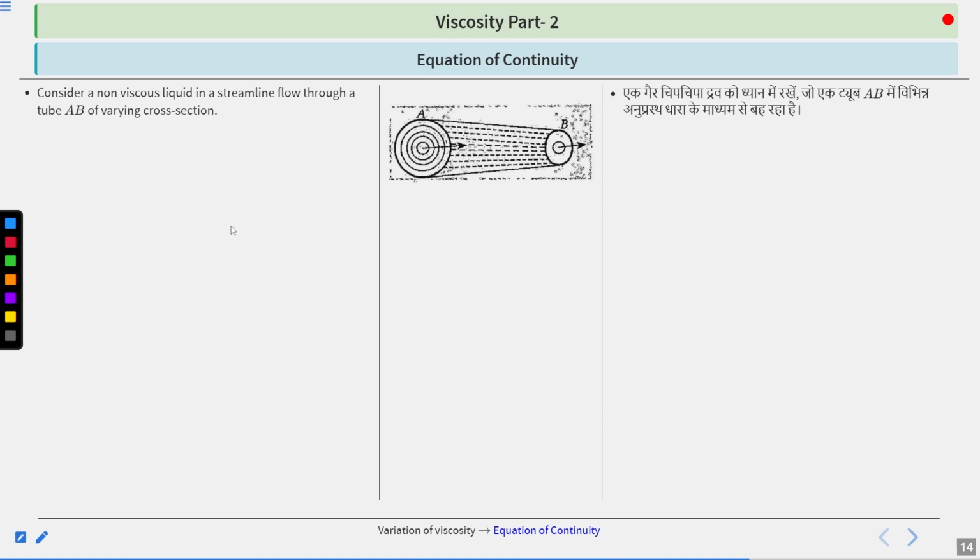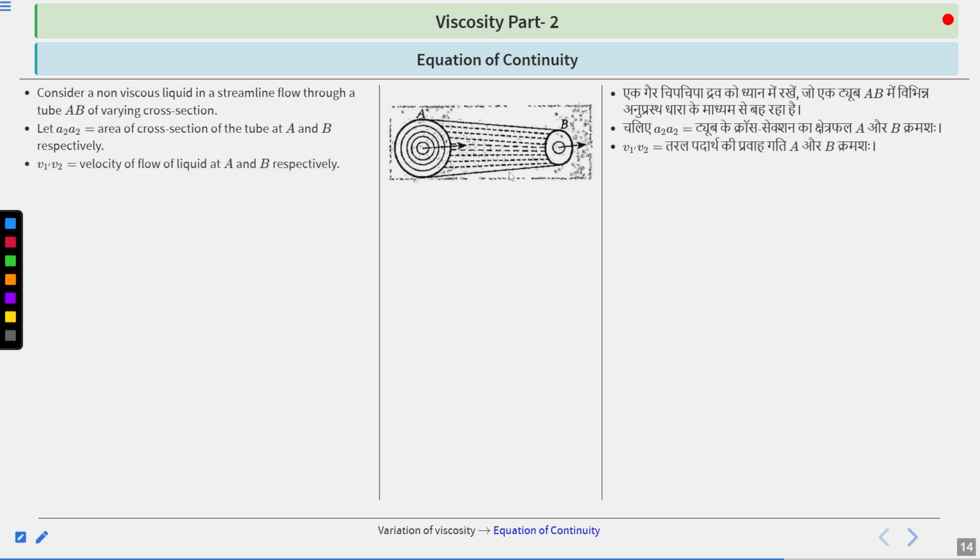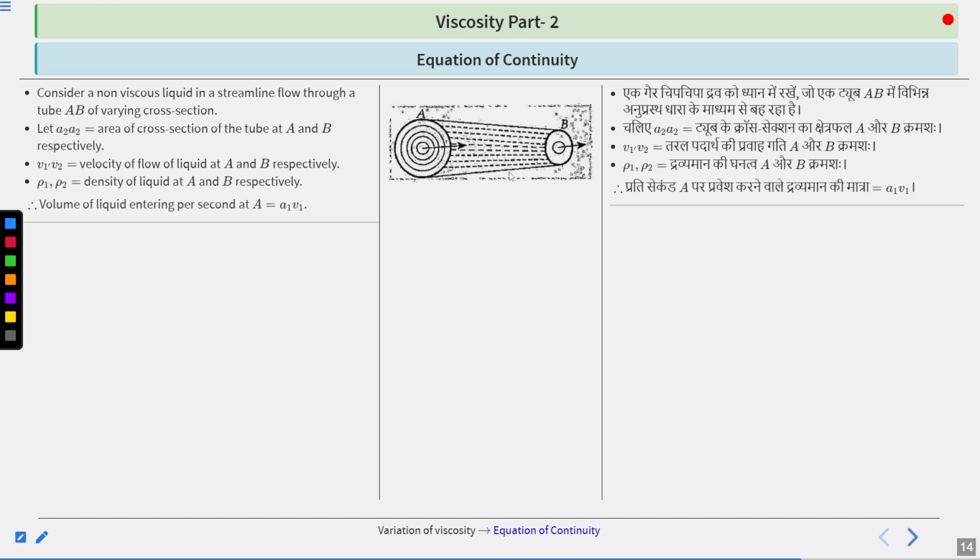Now the equation of continuity. Consider a non-viscous liquid in a streamline flow through a tube AB of varying cross section. Let A1 and A2 equal the area of cross section of the tube at A and B respectively, v1 and v2 the velocity of flow of liquid at A and B respectively, and ρ1 and ρ2 the density of liquid at A and B respectively.